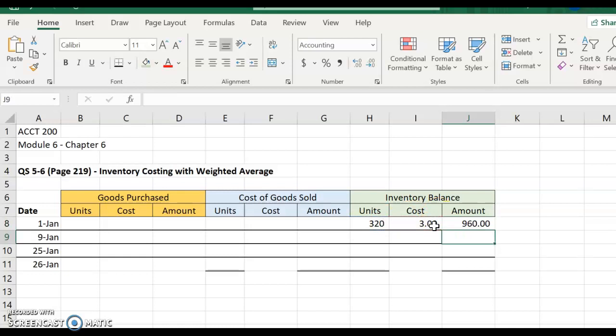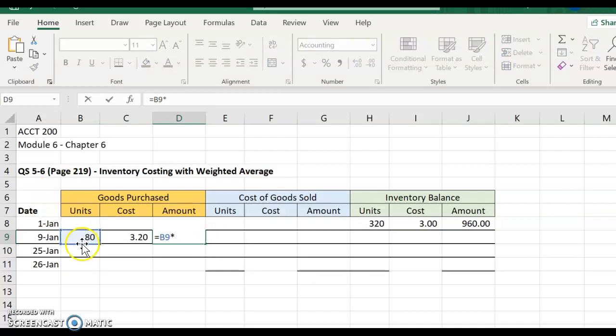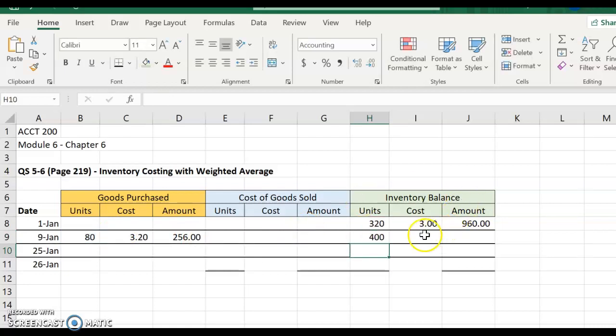On January 9th, we purchased 80 units at $3.20. Now to get my inventory balance, I'm going to add up how many units I have. I have the 80 units I just bought, plus the 320 units sitting in H8. So I've got 400 units.